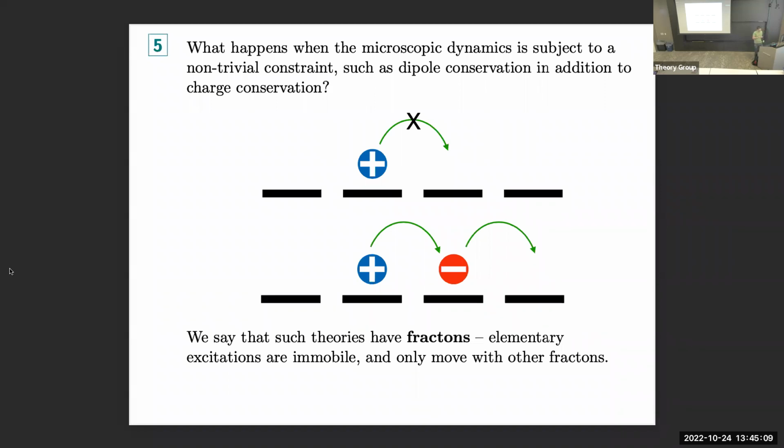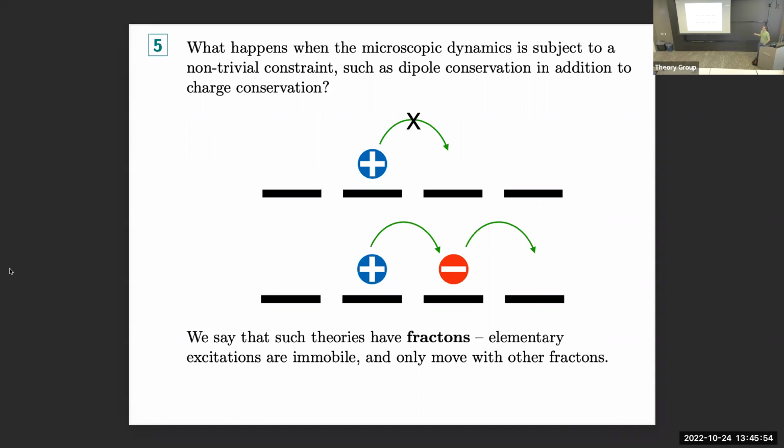But in addition to maybe conserving the total charge or total number of particles, if you prefer, in addition to that conservation law, suppose that we add some other microscopic rules to the dynamics. So a particularly simple kind of rule that we could try to add is to say this isolated charge cannot move because the only moves that we're going to allow between the charges on our lattice are the moves that preserve both the total charge and the total dipole moment of this system. The dipole moment here is just the sum of q times x over all the charges in the system.